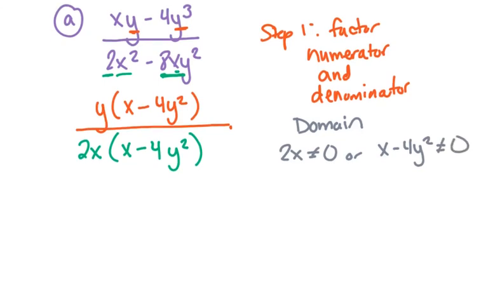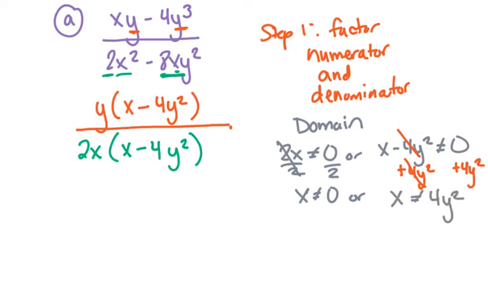And then I'm going to solve. So if I solve this first part, I'm going to divide by 2. 0 divided by 2 is 0, so x cannot equal 0. Or here I have 2 variables, so I'm just going to solve for x, and I'm going to leave my variable alone because I really care about what x can't equal. So I'm going to move this whole piece over. So x cannot equal 4y squared. It's okay if there's a variable there. I'm going to leave it.